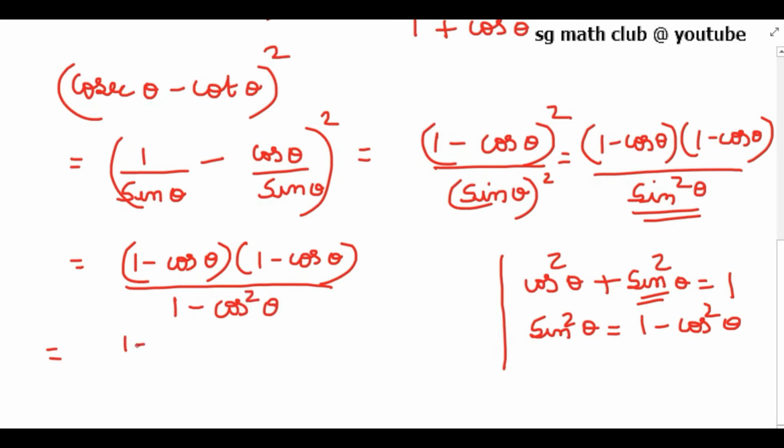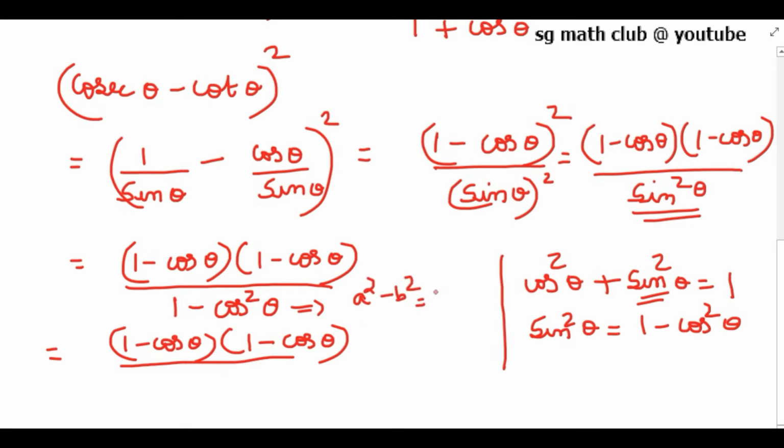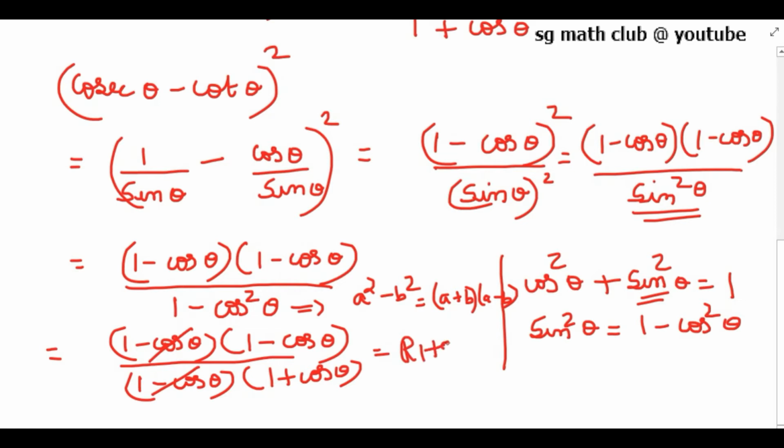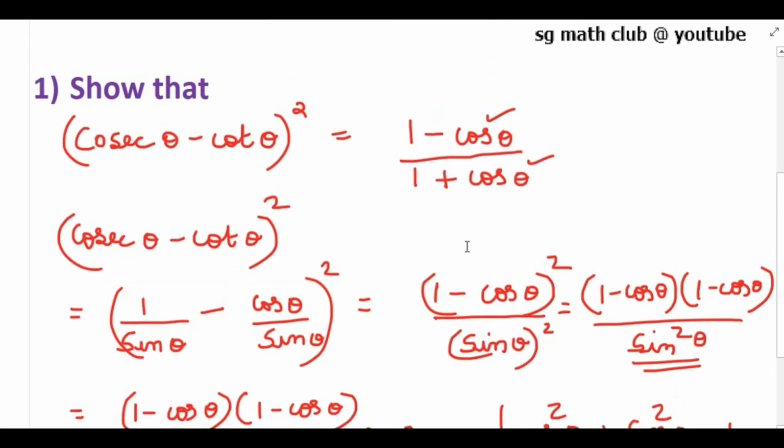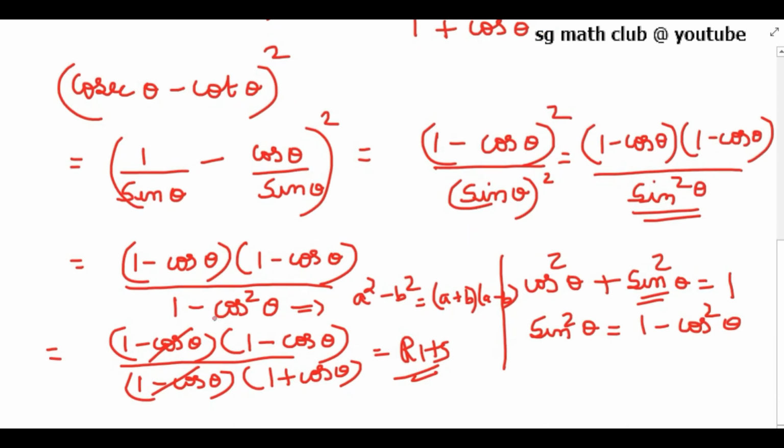Again we can write the numerator as such 1 minus cos theta into 1 minus cos theta divided by, denominator is in the form of a square minus b square, and we know a square minus b square is a plus b into a minus b. So I am going to write that here 1 minus cos theta into 1 plus cos theta. So this 1 minus cos theta will get cancelled. Finally we got our RHS. Our RHS is nothing but 1 minus cos theta divided by 1 plus cos theta. So we also got the same thing.